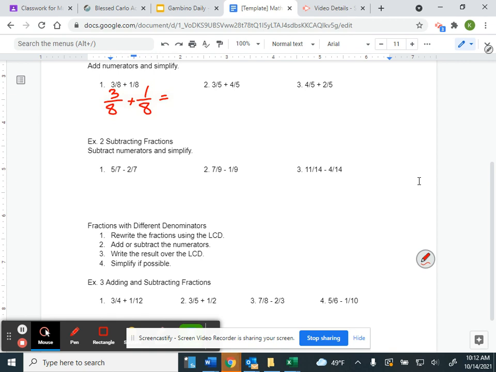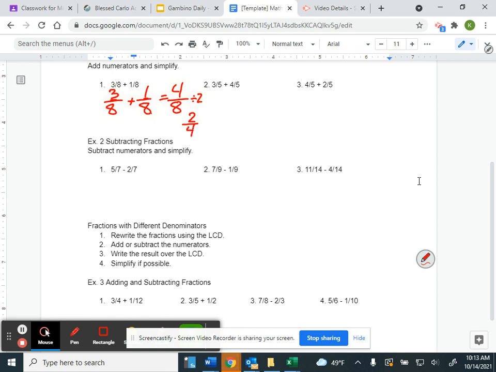Second step is, this is an adding one, so we add our numerators. What is 3 plus 1? 4. Denominator stays the same. So we have 4/8. Am I done? No. Why not, Will? I can simplify it. Simplify, simplify, simplify. What can I divide out of a 4 and an 8? A 2. So what I do to the bottom, I do to the top. 4 divided by 2 is 2. 8 divided by 2 is 4.